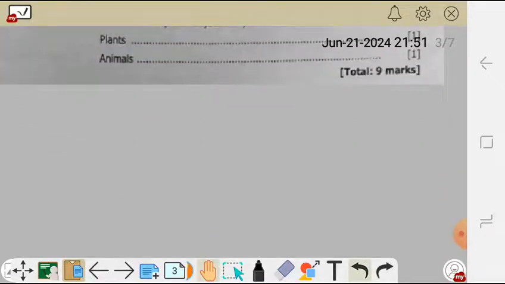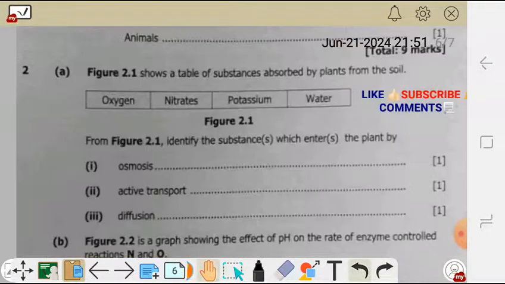Okay, so that is the answer for that part. So we can move on to the next part. Okay, so we are done with question 1. Now let's move on to question 2.